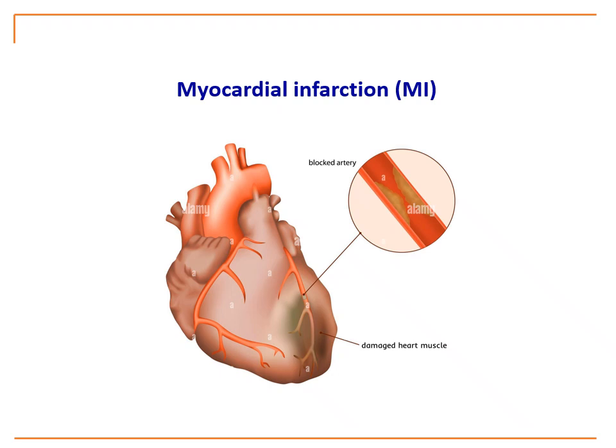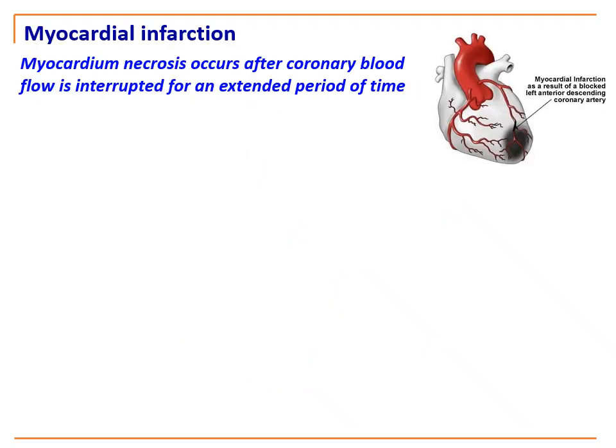So what we're going to look at next is myocardial infarction. That's where we're getting a prolonged blockage to a coronary artery, leading to damage and death to the downstream muscle cells. So remember, myocardium necrosis, or death, that's uncontrolled death, occurs after the coronary artery flow is interrupted for an extended period of time.